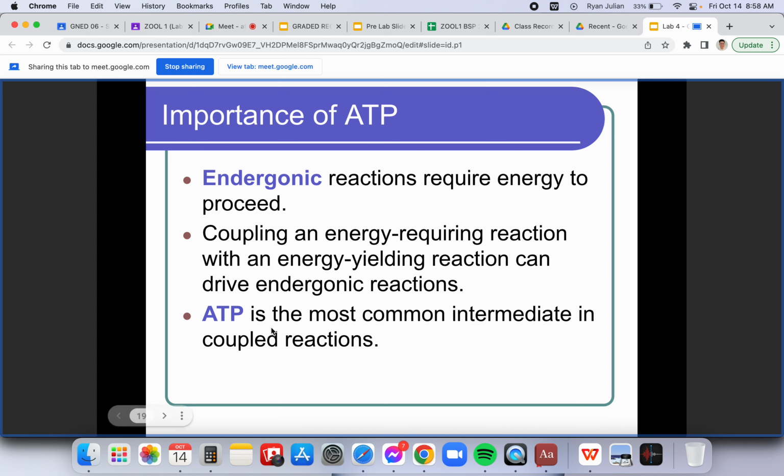Adenosine triphosphate or ATP is said to be the most common intermediate in coupled reactions because it allows the conversion of ATP to a form of energy to be utilized by animals when they are moving or exhibiting any form of locomotion, including us humans. How are we going to function if we don't have enough ATP inside our body? That takes place in our cells, definitely.